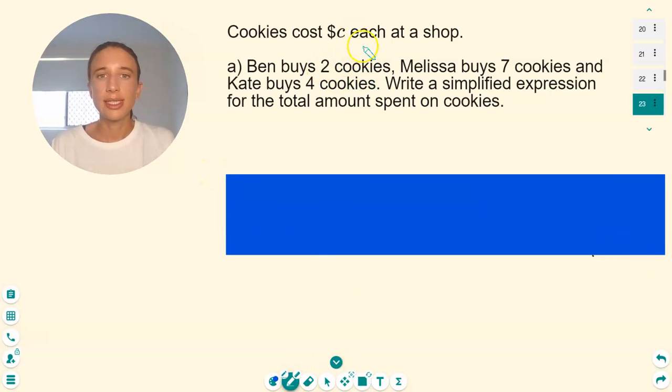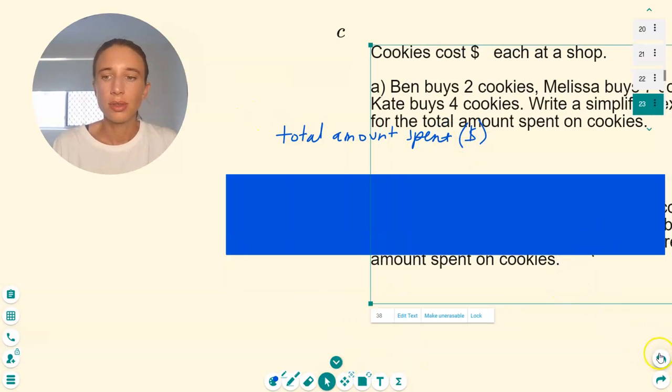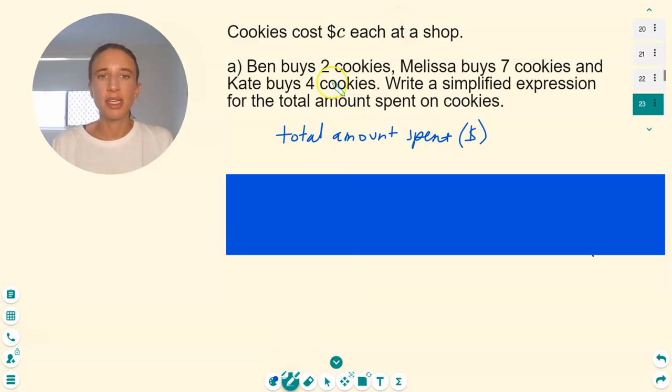So cookies cost C dollars each at a shop. Ben buys 2 cookies, Melissa buys 7 cookies, and Kate buys 4 cookies. Write a simplified expression for the total amount spent on cookies. All right, the total amount spent in dollars.